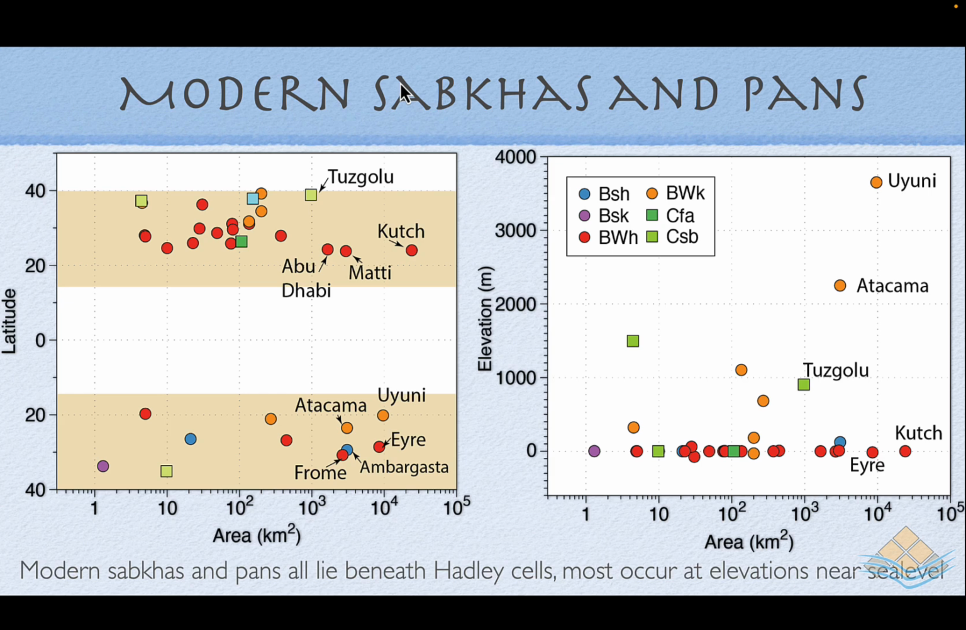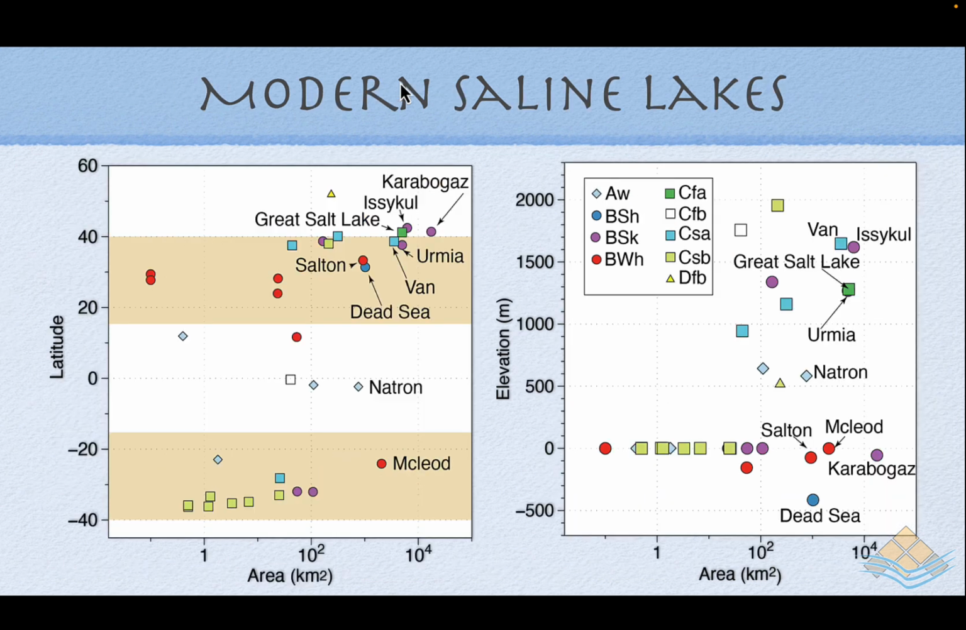And if we look at where those deserts sit on the right-hand map, you can see that the majority of the deserts sit at sea level or a little bit above sea level, but some, like Atacama and Uyuni, extend all the way up. So saline pans don't just form from marine feeds. We've got a whole range of very significant volumes forming in the inland high altitude regions of Atacama and Uyuni. But you can see from the latitudinal plot, the left-hand diagram, all modern sabkas and pans pretty much lie beneath Hadley cells, and most of them occur at elevations near sea level. Let's contrast that with our saline lakes.